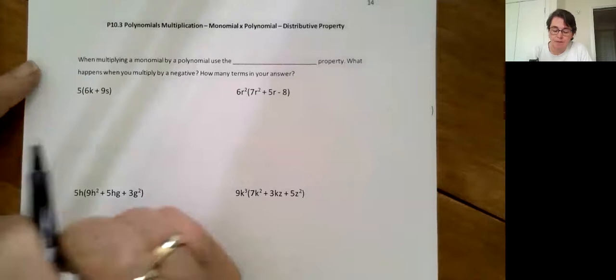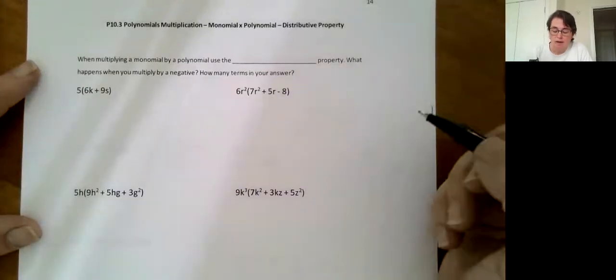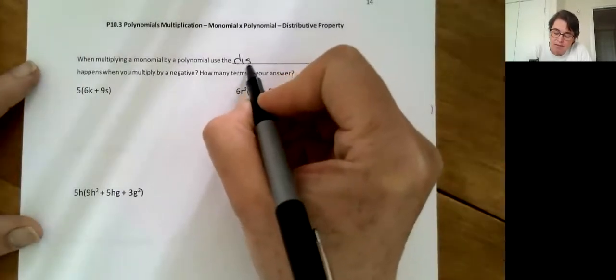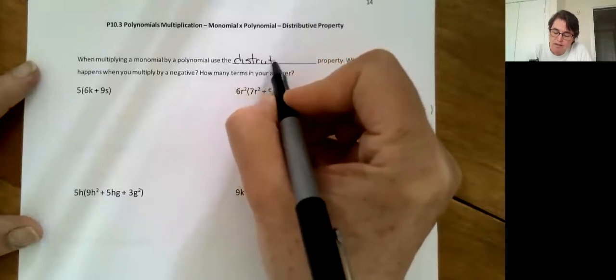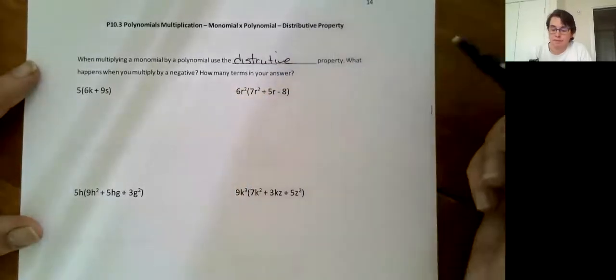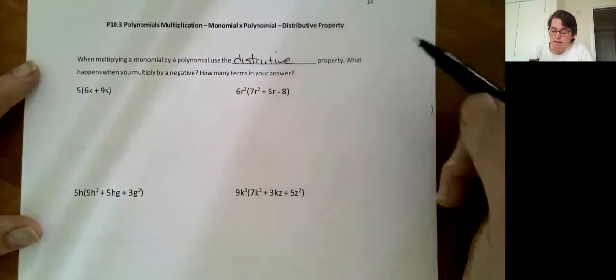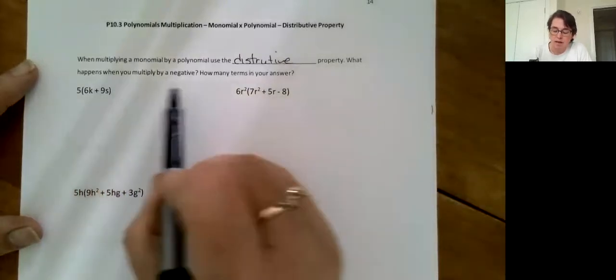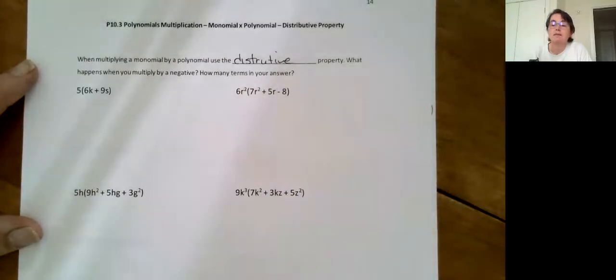All right. When multiplying a monomial by a polynomial, use the distributive property. And a couple of things to watch for. You know what? I'm going to talk about these later, and we'll do some examples and then you'll see the answer.